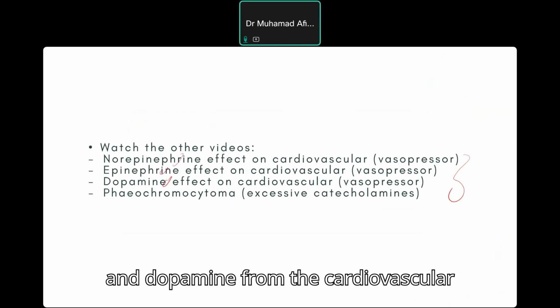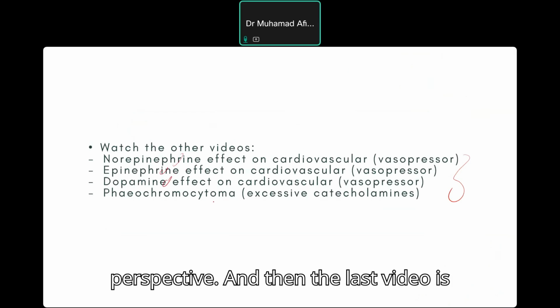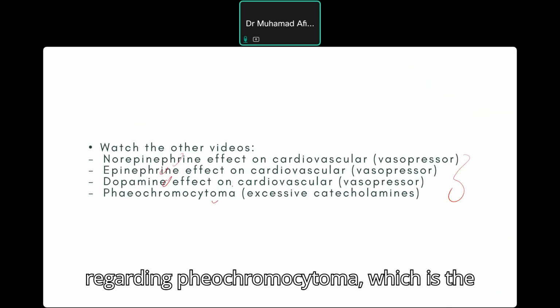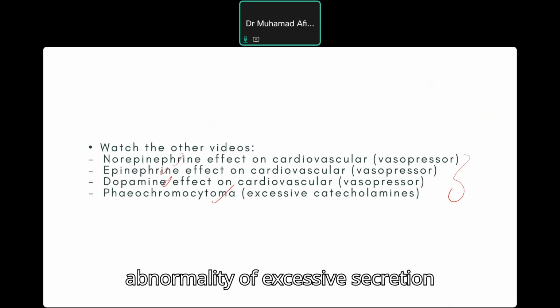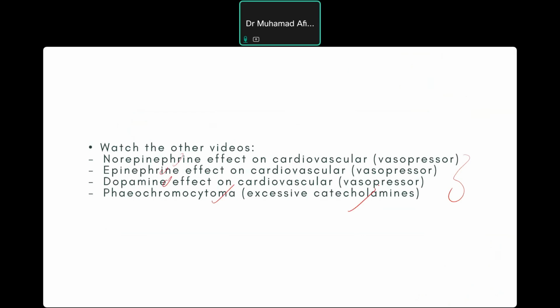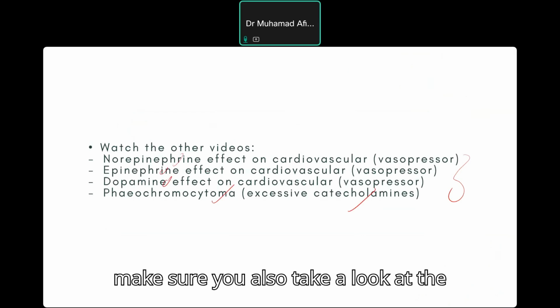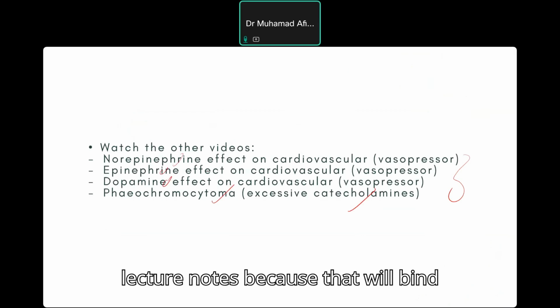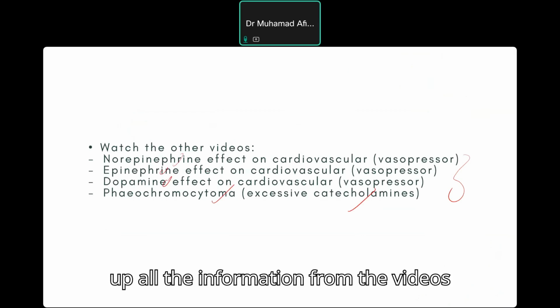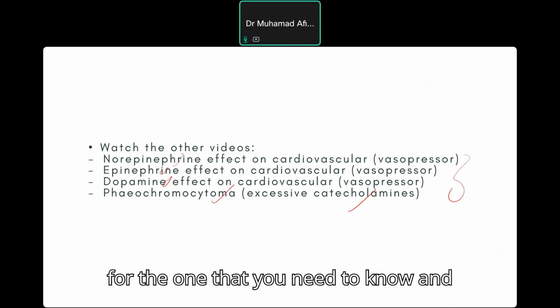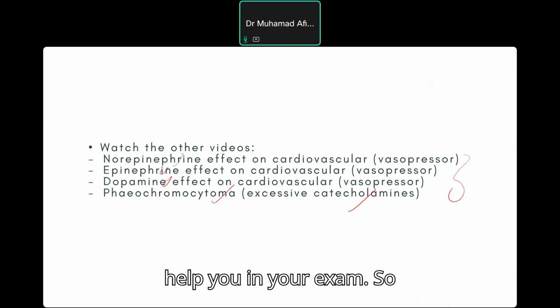from the cardiovascular perspective. And then the last video is regarding pheochromocytoma, which is the abnormality of excessive secretion of catecholamine. And make sure you also take a look at the lecture notes because that will bind up all the information from the videos for the parts that you need to know and help you in your exam.